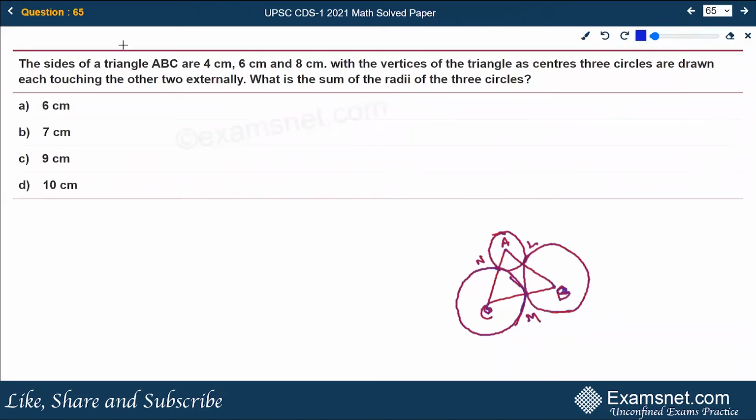In question number 65, we are given that the sides of a triangle ABC are 4 centimeter, 6 centimeter, and 8 centimeter. With the vertices of the triangle as centers, 3 circles are drawn, each touching the other two externally. What is the sum of the radius of the 3 circles? I have already drawn the picture here. ABC is the triangle, having sides 4 centimeters, 6 centimeters, and 8 centimeters.